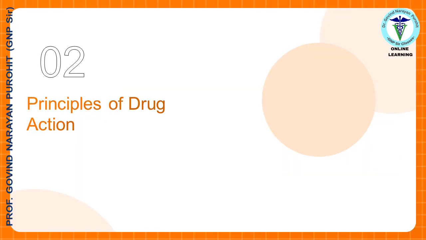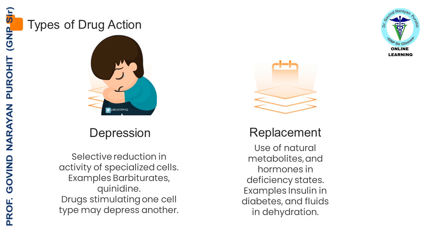Now let's see what are the principles of drug action. Drugs, except those gene-based, do not impart new functions to any system, organ or cell. They only alter the pace of ongoing activity. The basic types of drug action can be broadly classed as depression, which means selective reduction in activity of specialized cells. Examples: barbiturates, quinidine. Drugs stimulating one cell type may depress another.